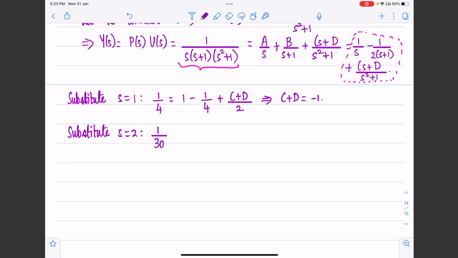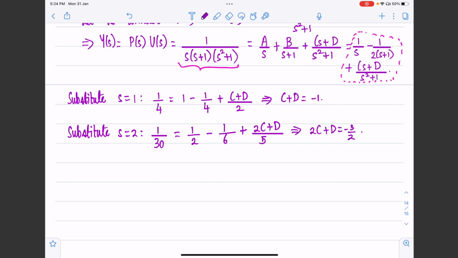Please correct me if there is an error. So this will become 1 by 30. 1 by s will become 1 by 2. Minus 1 by 2s plus 1 will become minus 1 by 6. And then cs plus d will become 2c plus d, divided by s squared plus 1, which will now become 5. So the denominator here will become 5. If I now process this equation, I will get 2c plus d equal to minus 3 by 2.